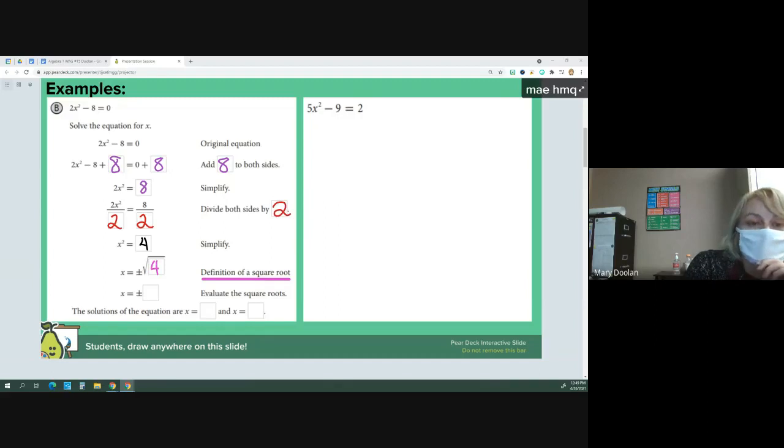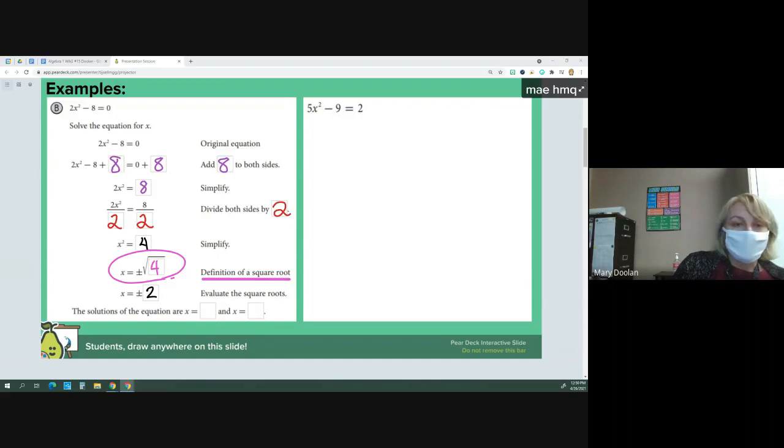So that's the new thing right there. That's the definition of the square root. This is what's new. And now we take the square root of 4, which is just 2. And I didn't have to round, okay? 4 was a perfect square, so it's exactly 2 when I take the square root. I don't need the approximately equal to sign. I'm using the regular equal sign.